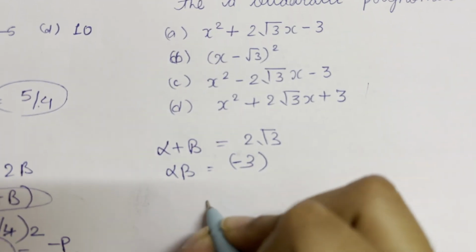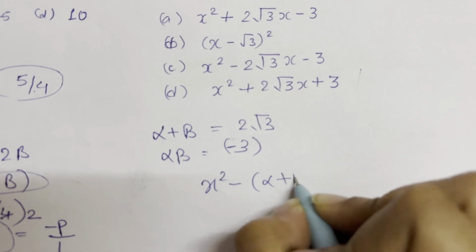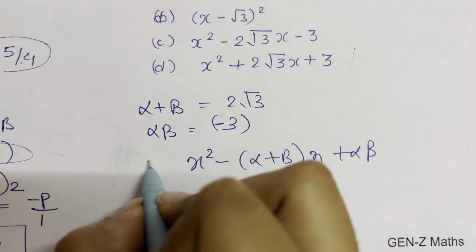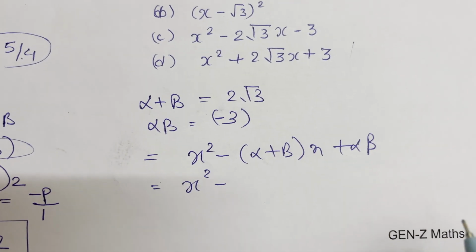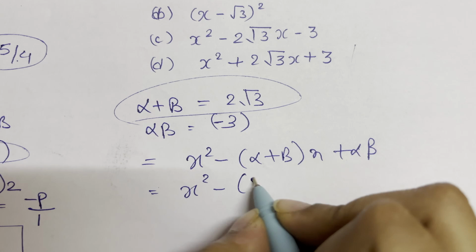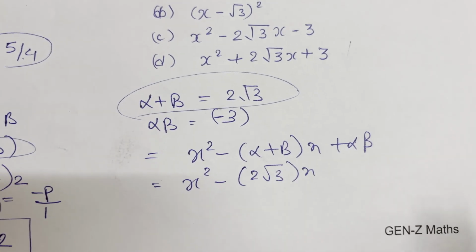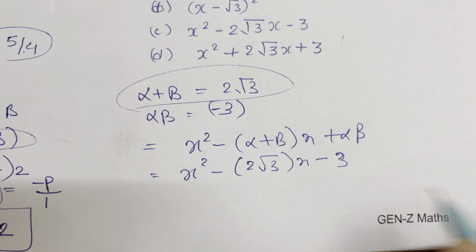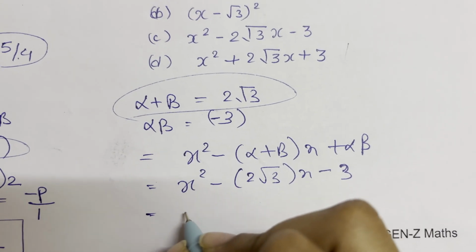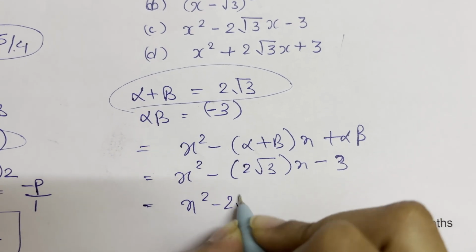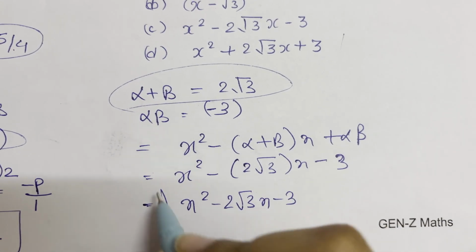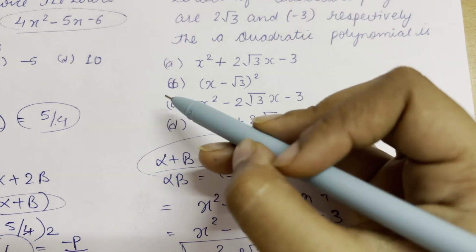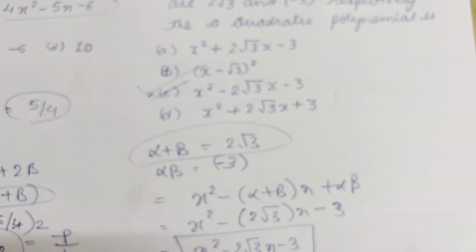So we know the rule: x square minus (alpha plus beta) x plus alpha beta will be the quadratic equation. So we have the value of alpha plus beta as 2 root 3, and alpha beta is minus 3. When minus and plus get multiplied, it becomes minus. So we got minus 3. So the quadratic polynomial we get is x square minus 2 root 3 x minus 3. And when we match the options, we got option number C as the correct answer. Option number C is the correct answer.